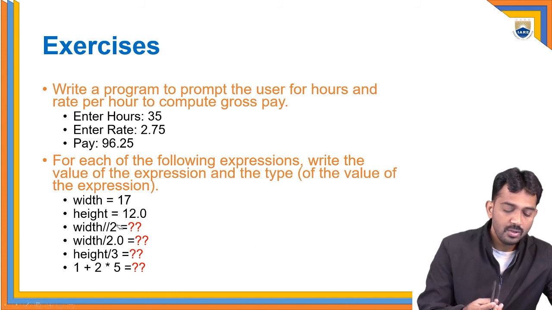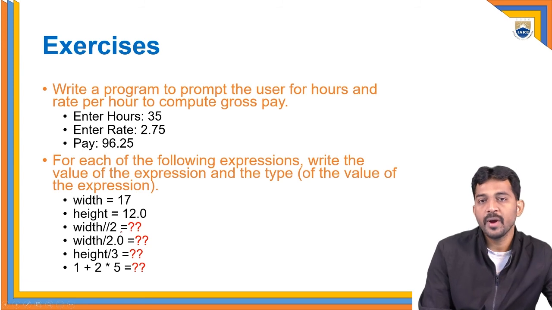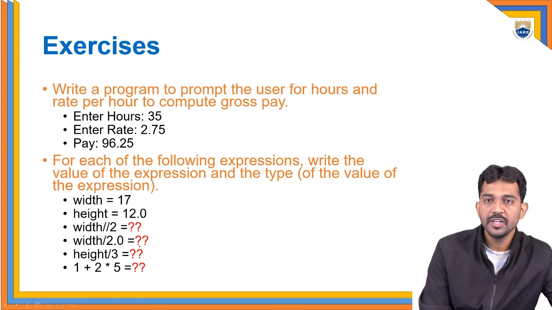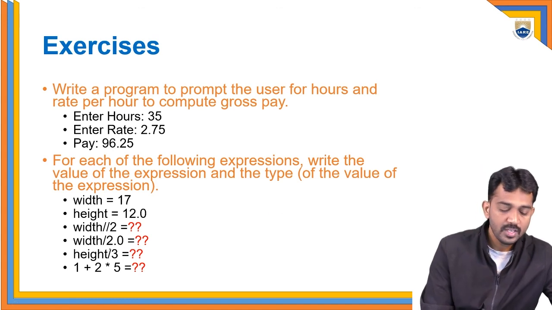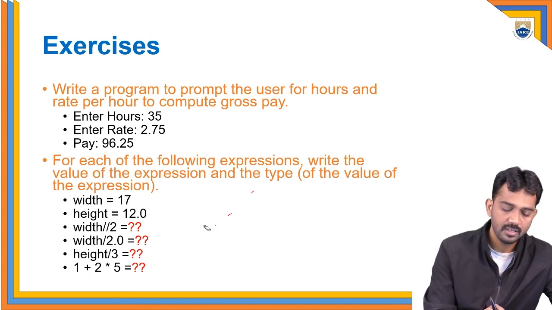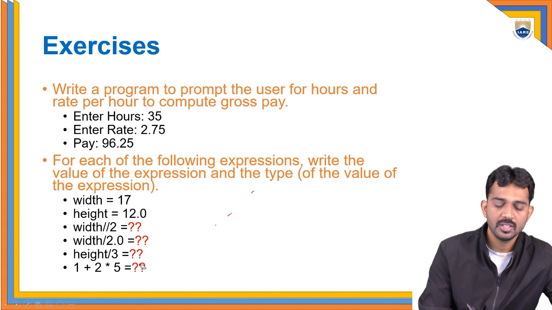And so width by 2.0. What is the width value? 17, right? 17 by 2.0. We'll get 8.5. The reason is, here it is a normal division. So both will not give the same answers.